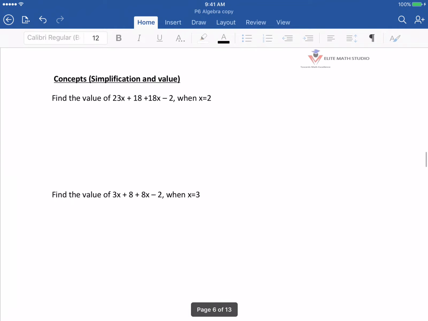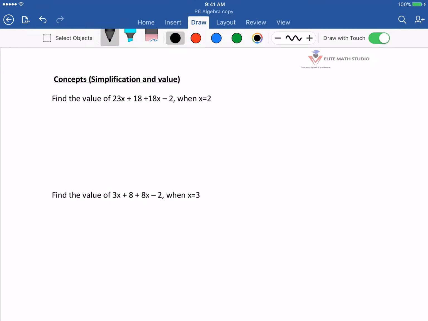Next page. Now we need to do simplification and the value of expression. Simplification and value of expression. So the first step, same thing. We just do the grouping first to simplify. Simplify means you need to group all the x up, all the numbers up.